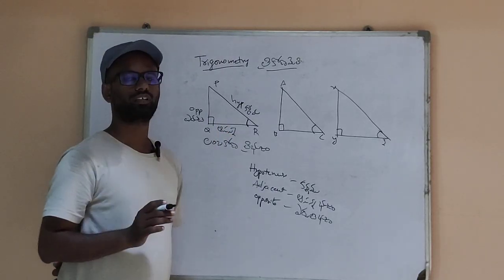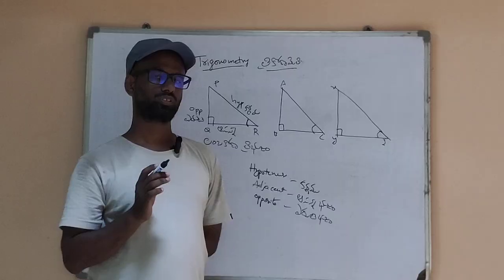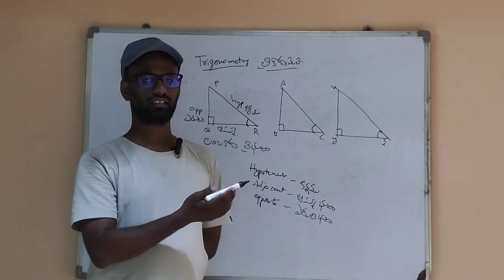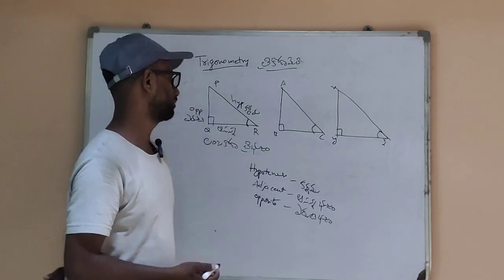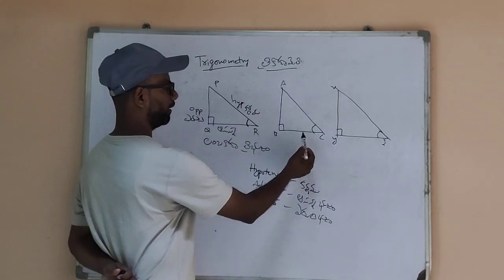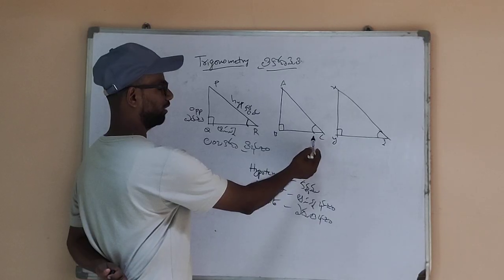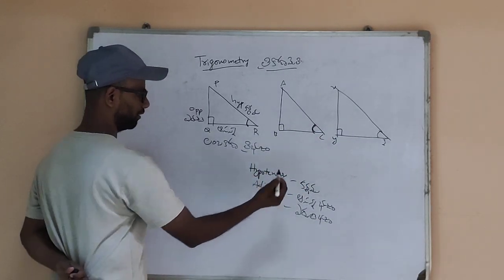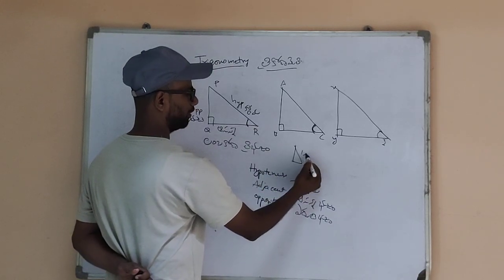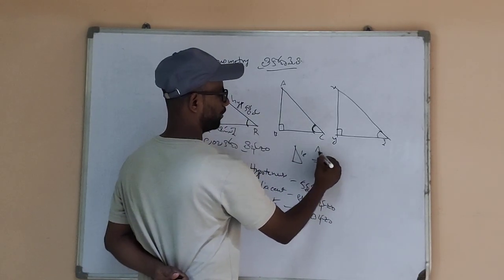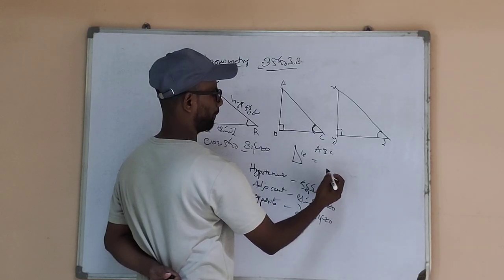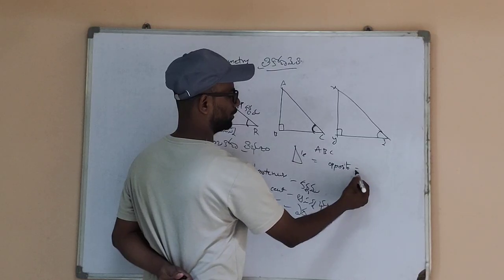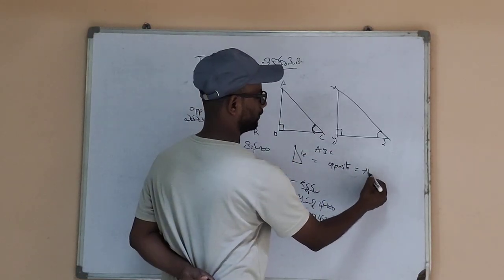Here the foremost thing is you have to identify which is the opposite side, which is the adjacent side, and which is the hypotenuse. In this triangle ABC, for angle C, in the right angle triangle ABC, the opposite side is AB.